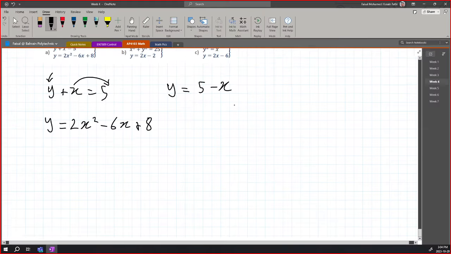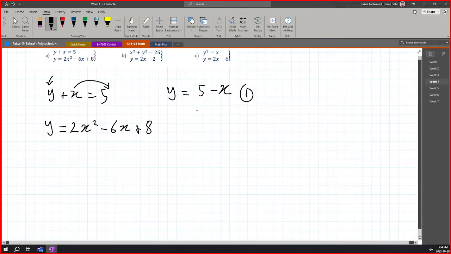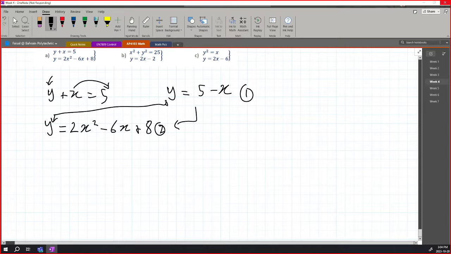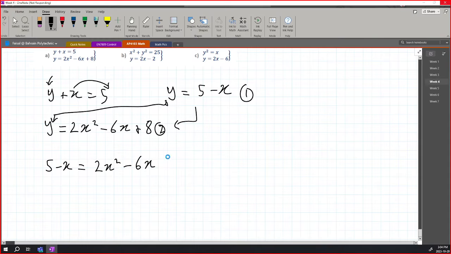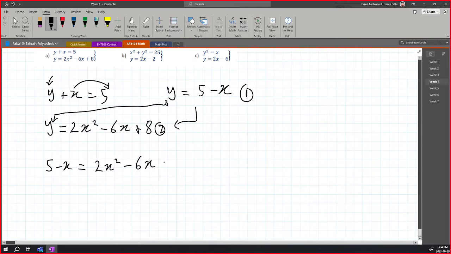Now this substitution is our first step. We will substitute y in equation 2, so this y will go into here. Alright? So simply all you will do is 5 minus x equals 2x squared minus 6x plus 8. As you see, substitution is much easier than elimination.